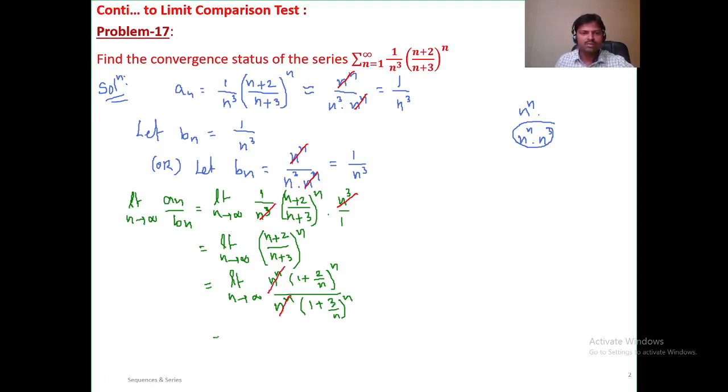So this will be limit n becomes large, 1 plus 2 by n whole to the power of n. This is the numerator, divided by limit n tends to infinity, 1 plus 3 by n whole to the power of n. This is the quotient rule. By quotient rule I am doing it. Okay, so since we know the formula, what is that?